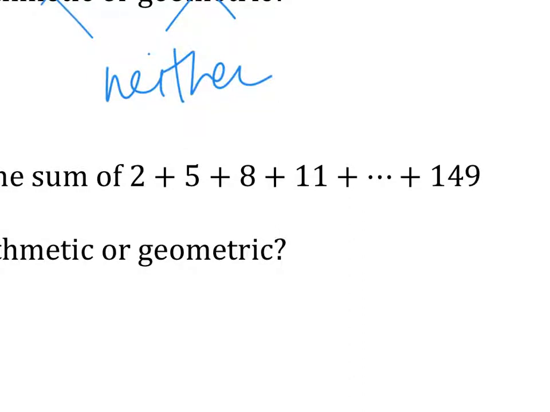All right, next one. Talk to your partner. Is this arithmetic or geometric? Remember, if you think it's arithmetic, you have to tell me what d is. If you think it is geometric, you have to tell me what r is. Talk to your partner. Arithmetic or geometric?